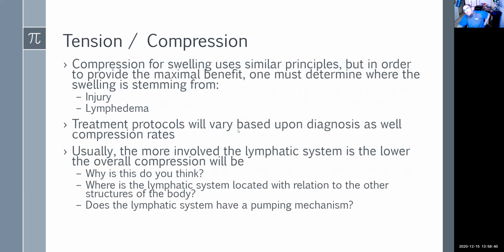So we use compression a lot for swelling, right? But in order to determine the maximal benefit, we must determine where the swelling is coming from. Is it an injury? Is it lymphedema, right? And then the treatment protocol will vary based upon the diagnosis as well as the compression rate. Usually the more involved the lymphatic system, the lower the compression will be. Well, and why do you think that is?